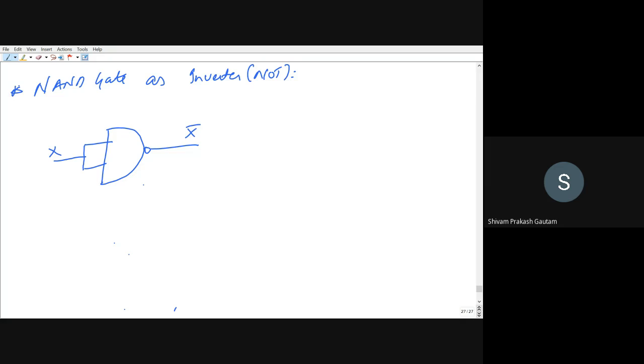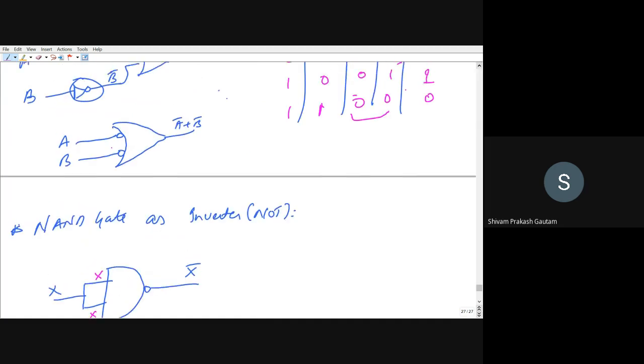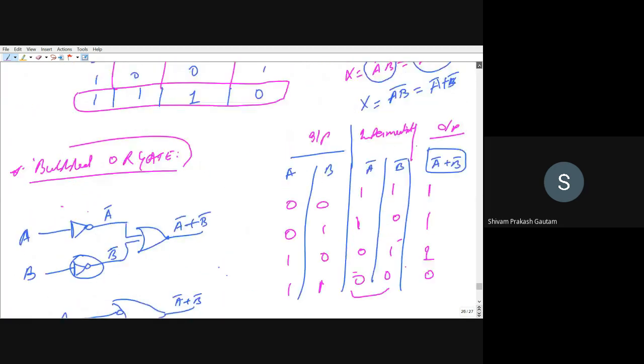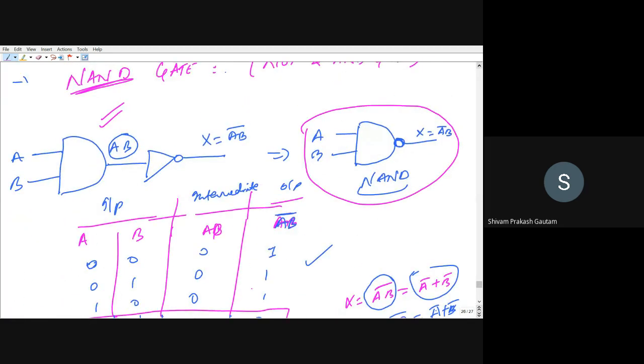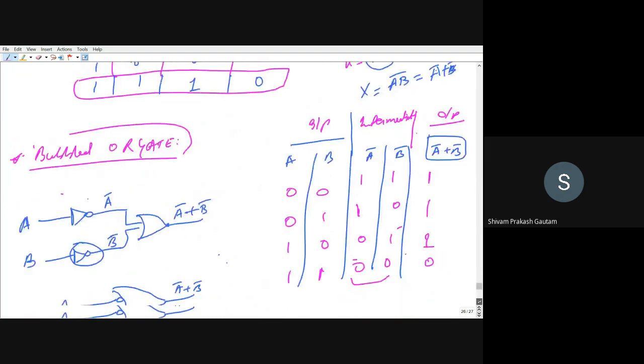If you want to realize this, this will be X. Here X will be flowing, and here also X will be flowing. And what is the function of NAND? What is the output of a NAND gate? You can see, AB whole bar. That means whatever the inputs are, you have to multiply them and bar it, right? That means you have to add a NOT gate.